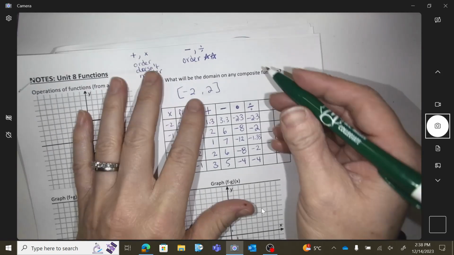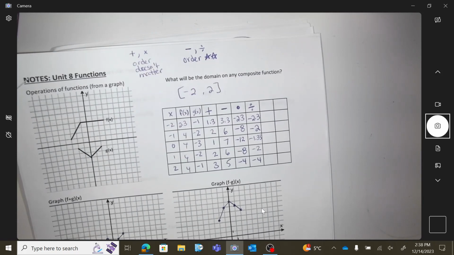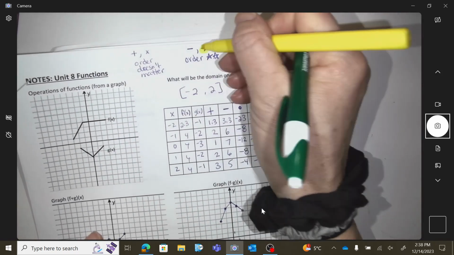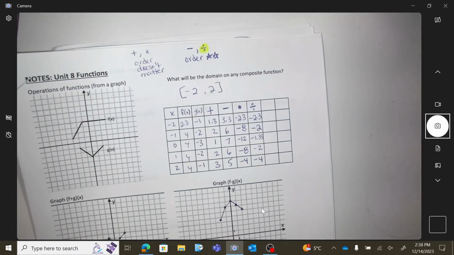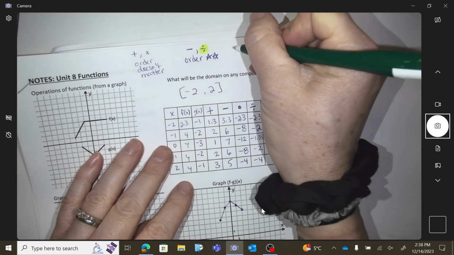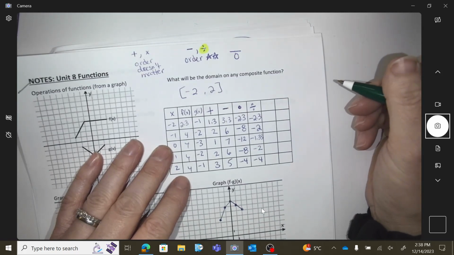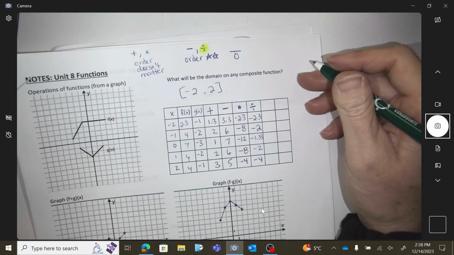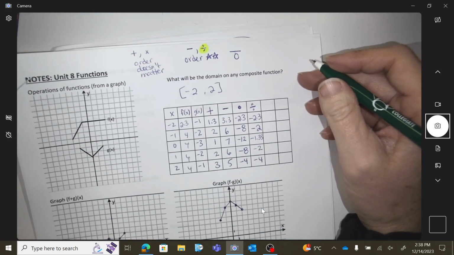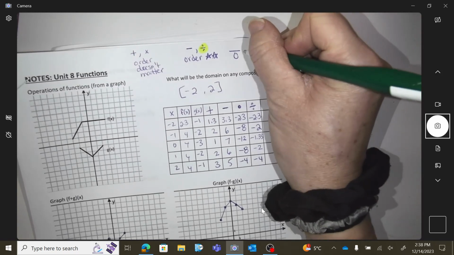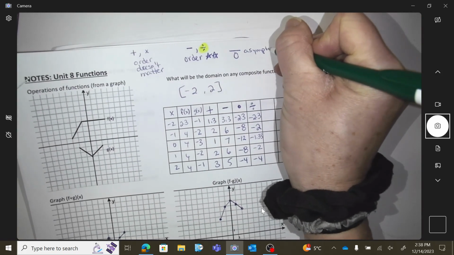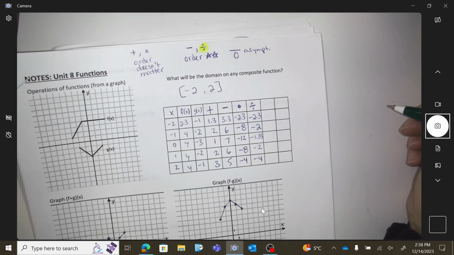Okay, also, what do you have to watch for, do you think, with division? What's a big thing we've learned over and over again with division? Divide by 0. What do we have to watch out for with that? It's undefined, so if we're doing graphs, what would you draw? An asymptote. Okay, so you have to watch that for division.